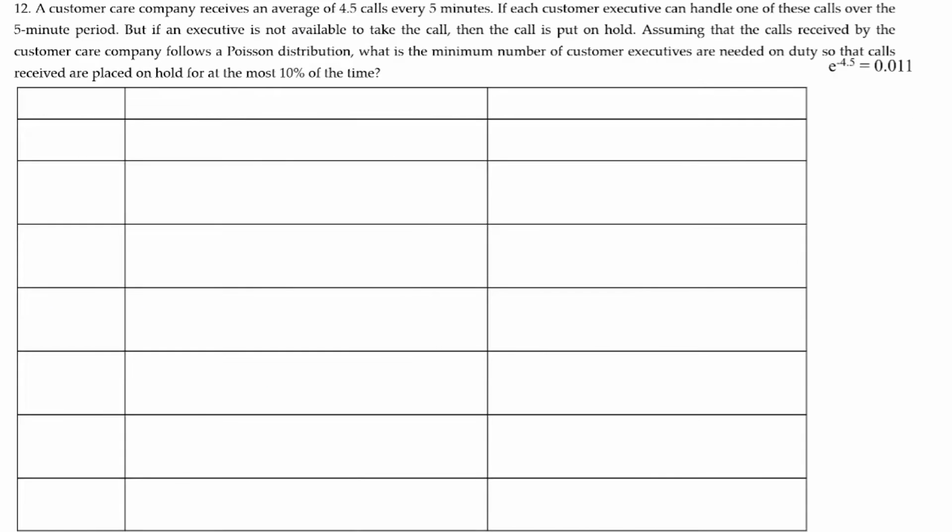So let us draw a table like this. Here let us have k, here let us have the probability of X equal to k, and here let us have the probability of X less than or equal to k. The probability of X equal to k is e raised to minus lambda, lambda raised to k by k factorial.